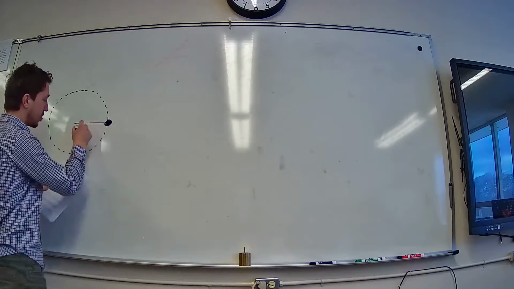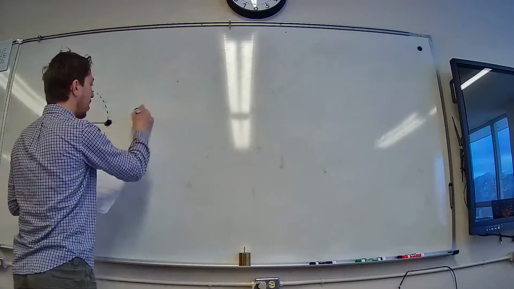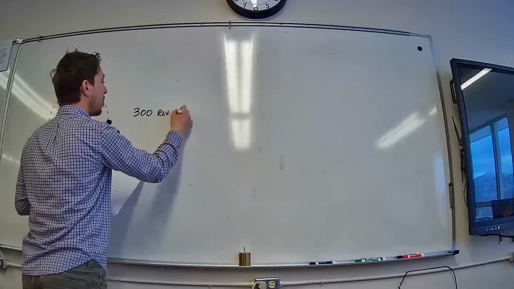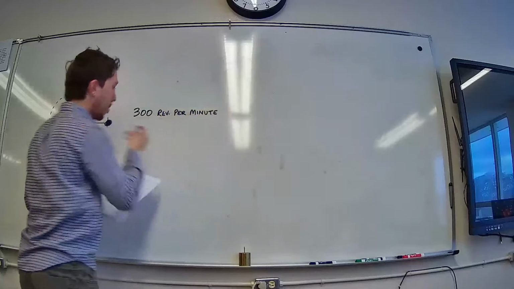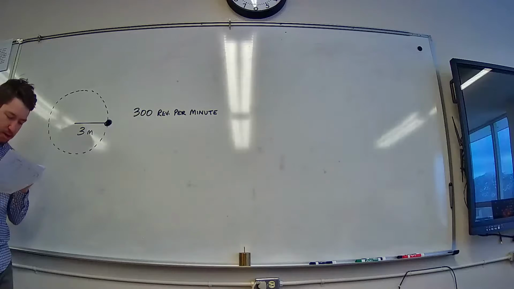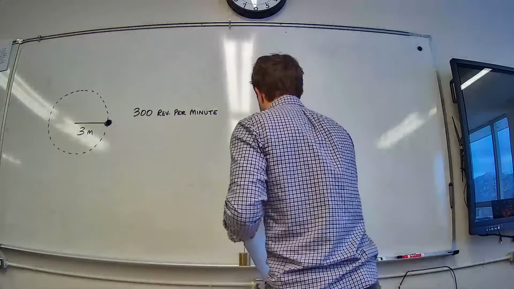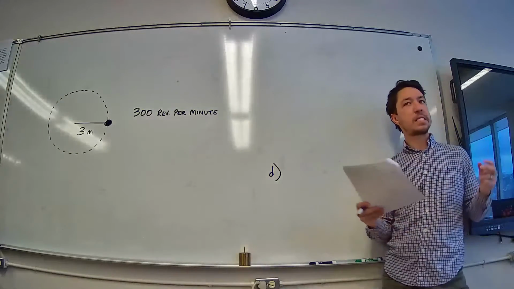Anyway, A, B, C, D. We're not going to do them in that exact order, but the radius is 3 meters, and he completes 300 revolutions per minute. So I need to tell you what a few of these words mean. Frequency. Does anyone know what frequency means in this context?